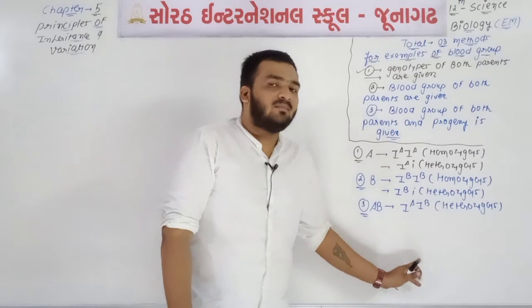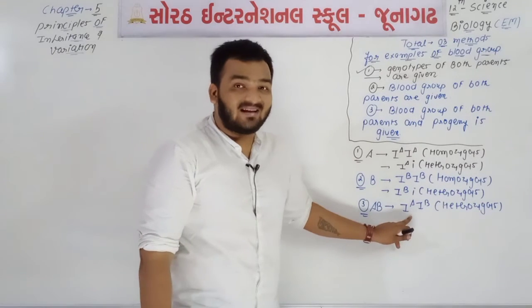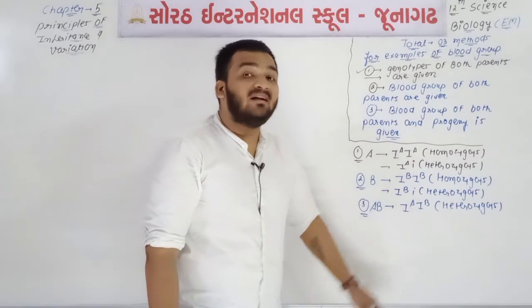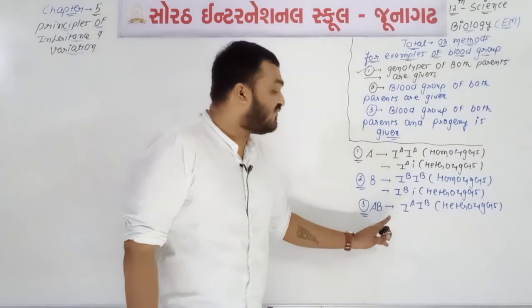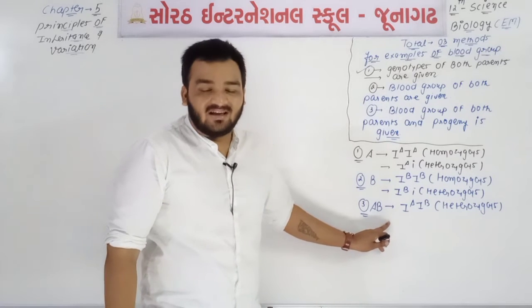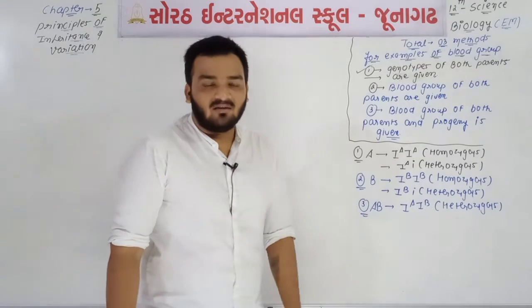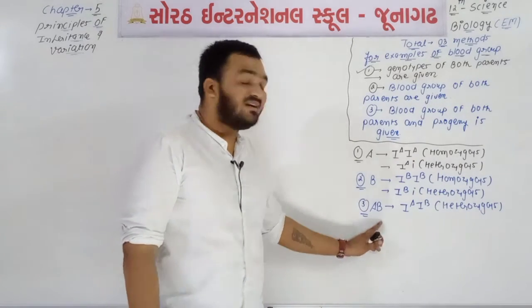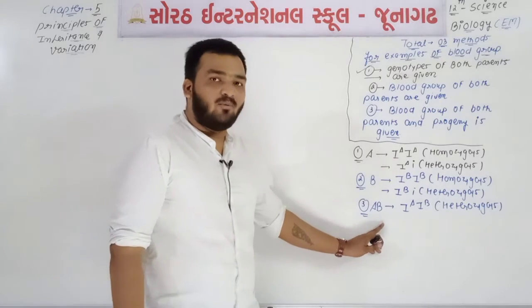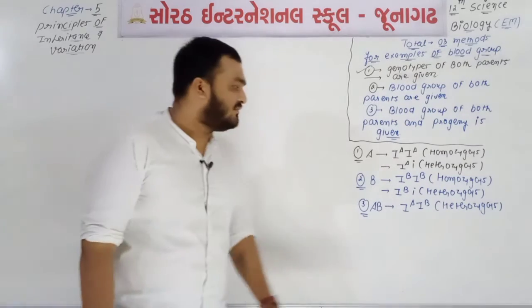Codominance means the parent has IA and IB type of alleles, and both alleles are found in their progeny, which is known as codominance. It means the dominance of both alleles is found in their progeny. That's why codominance is only seen in blood group AB.